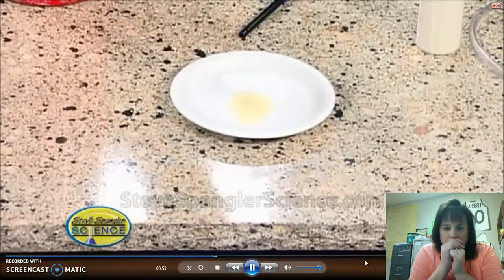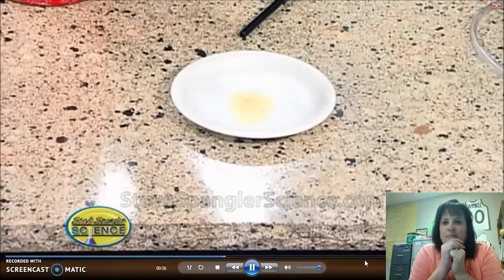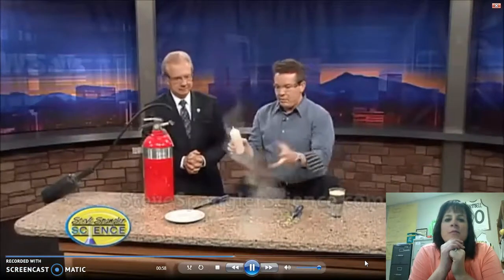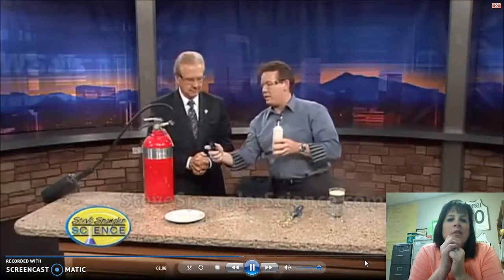It's like lighting a campfire. You have to stack the logs up so that oxygen can get around it. If you were to take this, however, and disperse it in the air, then we've got oxygen around each little particle. So here, light this on fire.